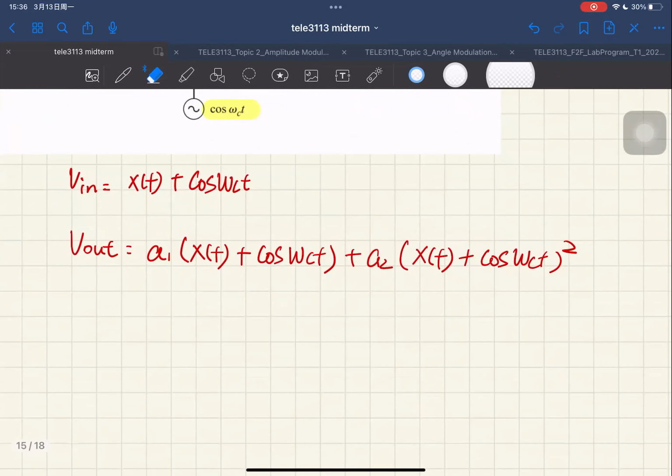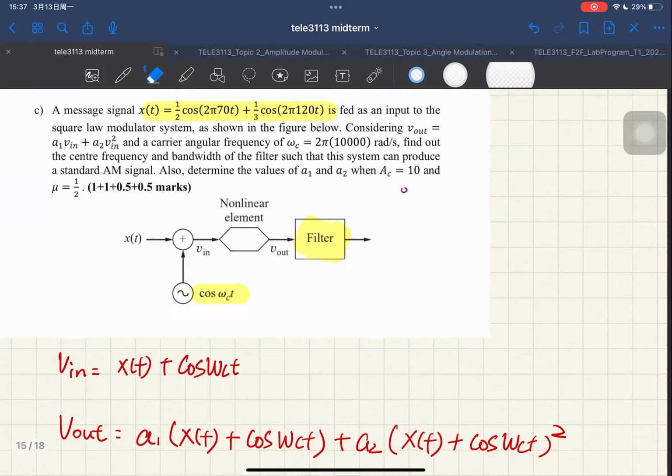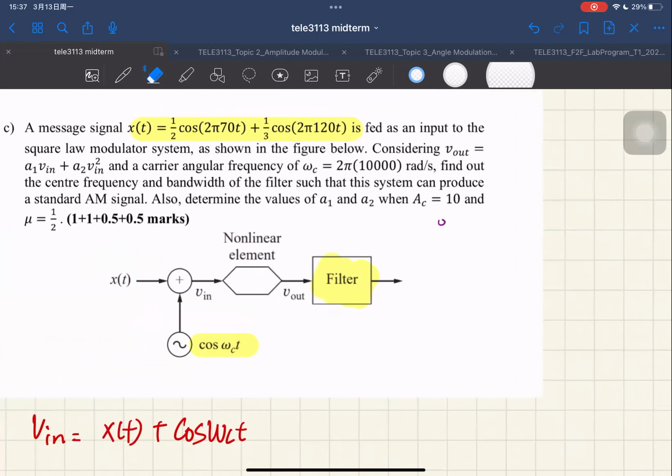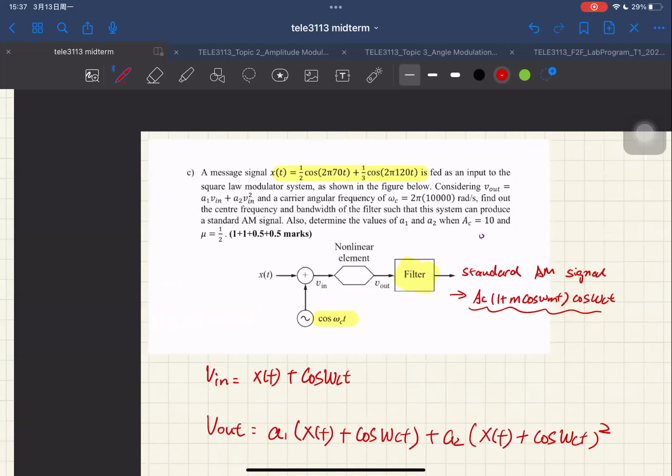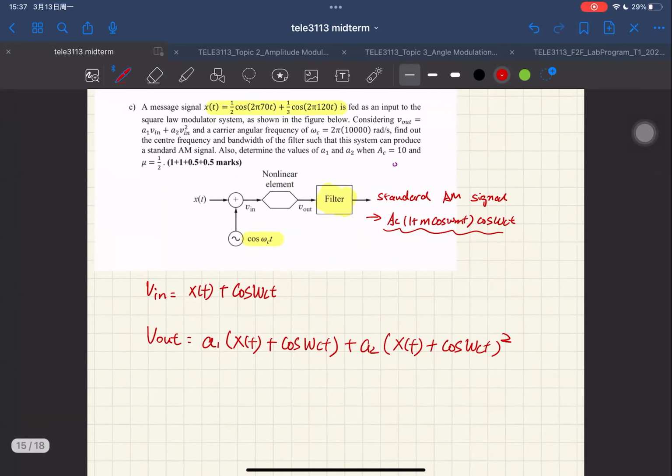Okay. Also, the question says the output from the filter is a standard AM signal. So what does a standard AM signal mean? It means it's in the form of A_c times (1 plus n cos omega_m t) times cos omega_c t. So we're going to expand this whole expression, and then match the expression to this term. You guys will see how it goes.